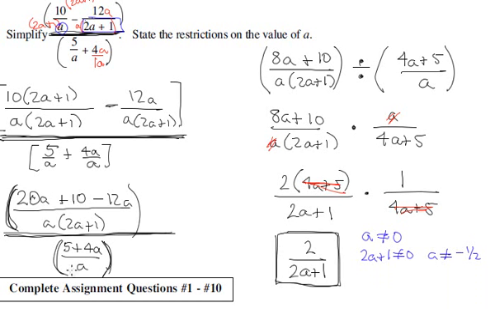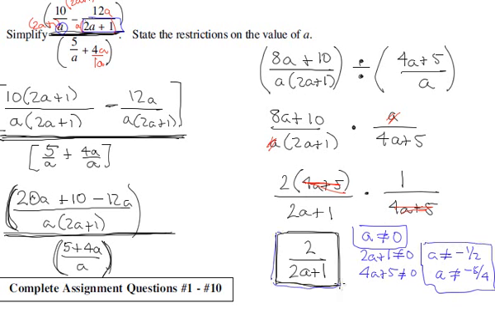5 plus 4a, or here 4a plus 5, you could do it from either of these places. That can't equal 0 either. So 4a plus 5 can't equal 0, therefore a cannot be minus 5/4. And that ought to do it. So 3 non-permissible values and 1 simplified expression.